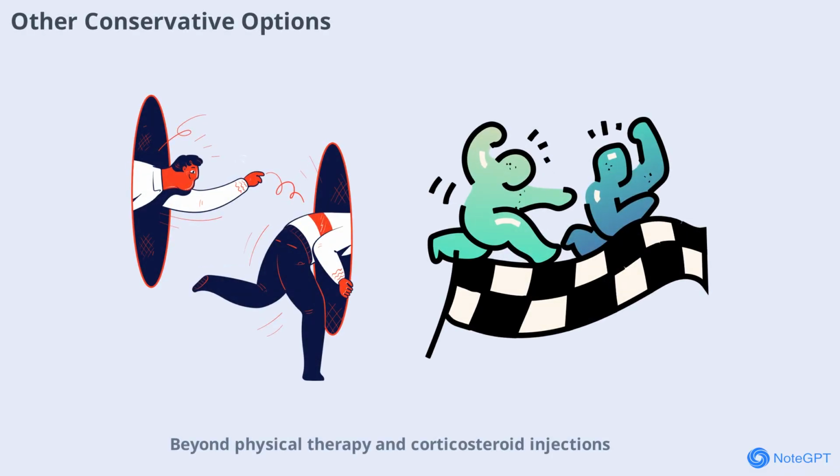Beyond physical therapy and corticosteroid injections, other non-surgical treatments include iontophoresis, phonophoresis, shockwave therapy, and regenerative injections like platelet-rich plasma. The evidence supporting these modalities is mixed, with some studies showing benefit and others finding little effect. As research evolves, these options may become more refined, but for now they are considered adjuncts rather than primary treatment.